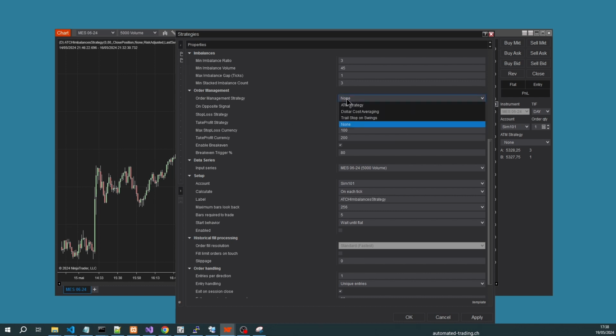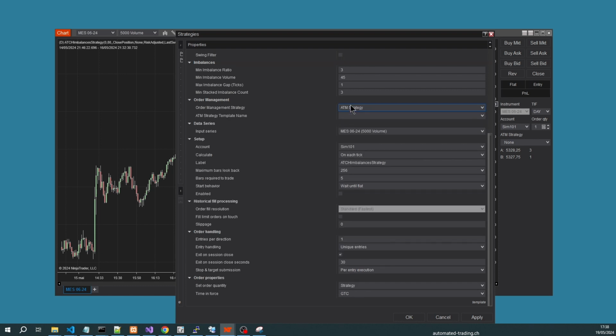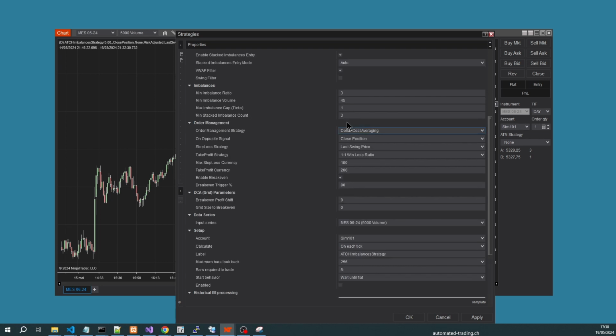When a position is open, you can choose to let an ATM strategy handle it. All your other parameters will disappear. So you let your ATM strategy handle the management of the position. And here you have a drop-down box that will show you all your available ATM strategies on your machine. So this is ATM. Then you have dollar cost averaging.